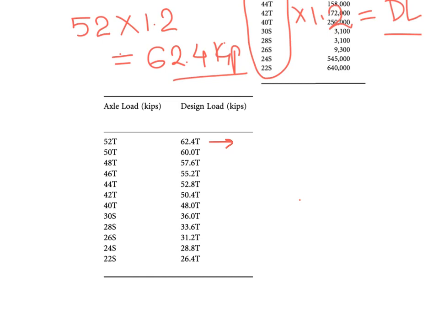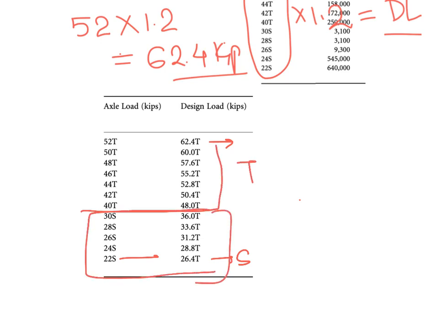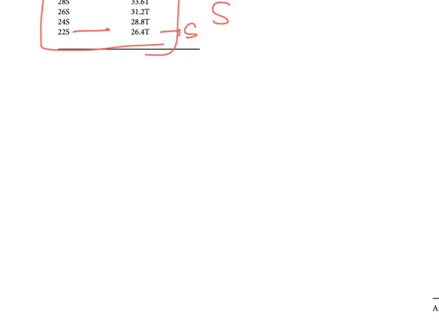So for the first, you will get a value of 62.4. This is a tandem axle load, and let's suppose for the last, 22 kip of single axle, if you multiply it by 1.2, you will get a value of 26.4, and that will be a single axle. So up to this point, this will be tandem, and from here onwards this will be single. Do this for all the loads, you will get the design load corresponding to each axle load.